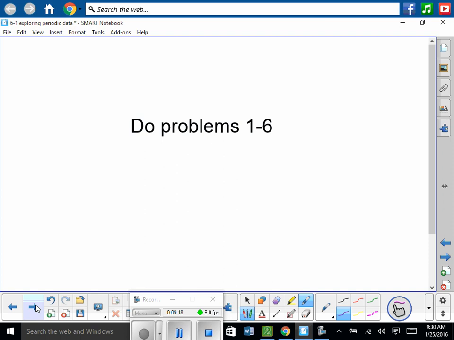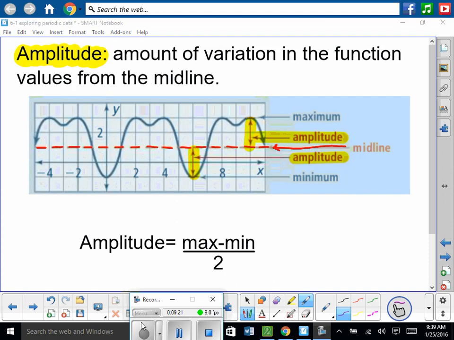Read the instructions. Okay, next thing you have to know about a periodic function is an amplitude. So, once again, the next thing you have to know about a periodic function is the amplitude. An amplitude is the amount of variation in the function values from the midline. So, from the middle of the function, it wants to know how high. From the middle of the function, how low. It's the distance, like how much distance is covered from the midline. That's the amplitude.